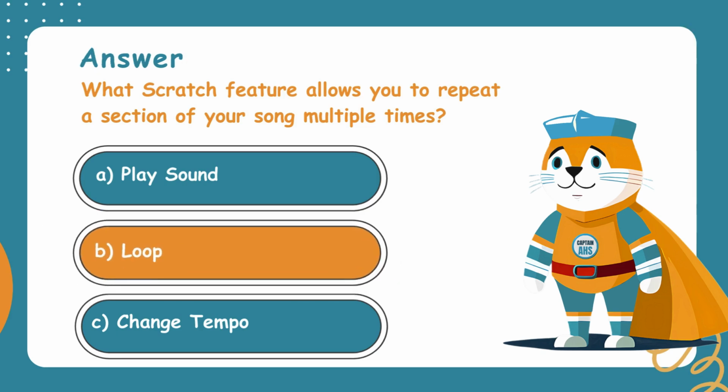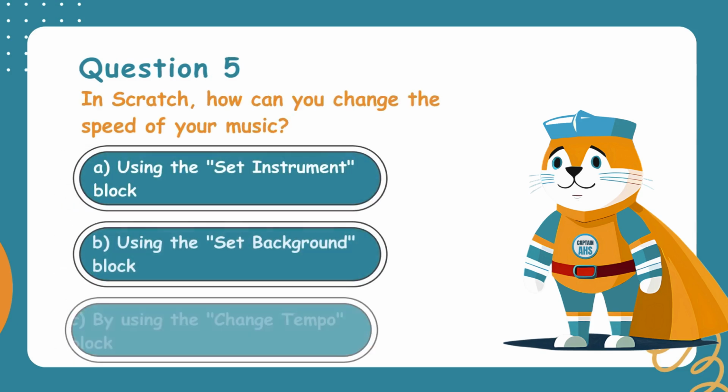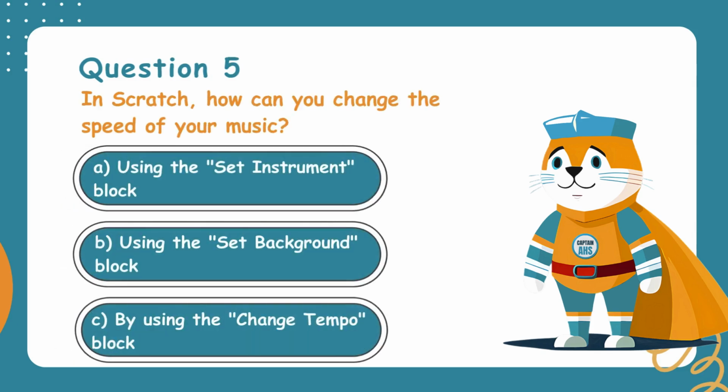Option B, Loop. In Scratch, how can you change the speed of your music? Option A, using the Set Instrument block. Option B, using the Set Background block. Option C, by using the Change Tempo block.